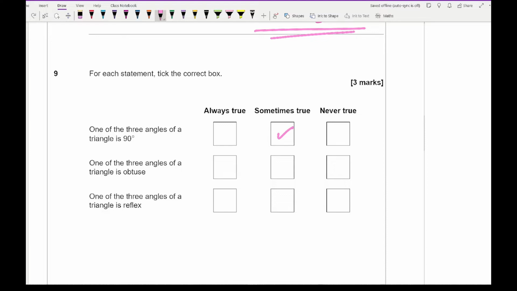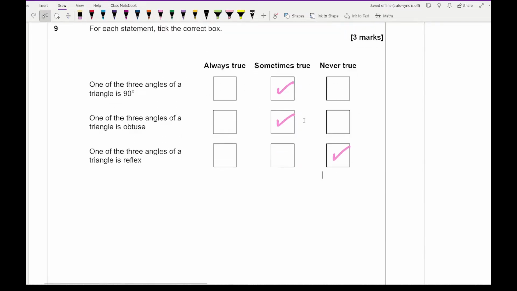Well, again, that sometimes may be true, but not always true, or never true. And one of the 3 angles is a reflex angle, which can't be true because a reflex angle is bigger than 180, and angles in a triangle add up to 180, so that is going to be never true.